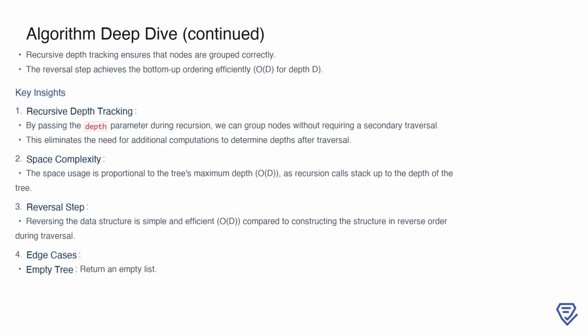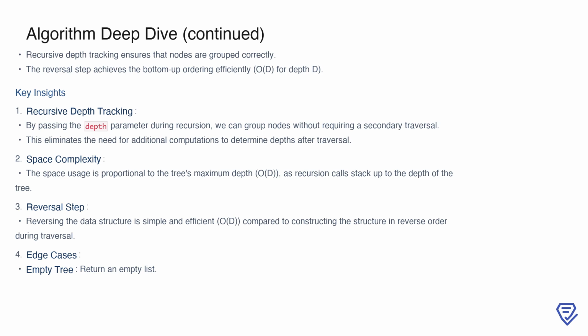This reversal ensures that the deepest levels appear first in the final result, while the root level appears last. The approach relies on recursive depth tracking to ensure that nodes are grouped correctly without requiring a separate traversal to calculate depths. This optimization reduces computational overhead. The reversal step, performed after the traversal, is efficient and straightforward, as it simply inverts the order of the groups. The algorithm handles edge cases gracefully, including scenarios with an empty tree, where we return an empty list, and a single node tree, where the result is a list containing a single list with the node's value. In cases of unbalanced trees, the algorithm adapts naturally, as the recursive traversal effectively manages subtrees of unequal depths without additional complexity.